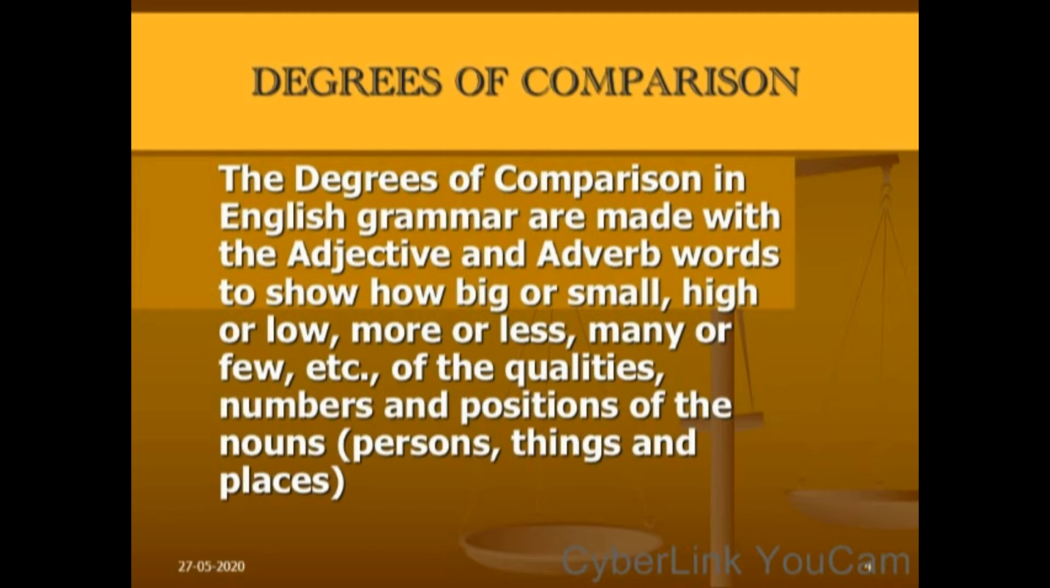The degrees of comparison in English grammar are made with adjective and adverb words to show how big or small, high or low, more or less, many or few, etc. of the qualities, numbers, and positions of the nouns, persons, things, and places.